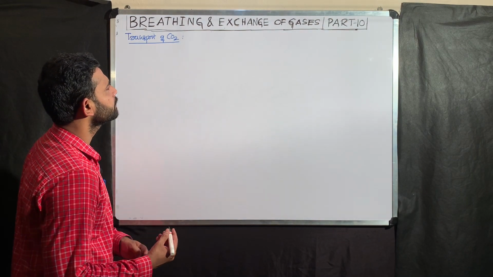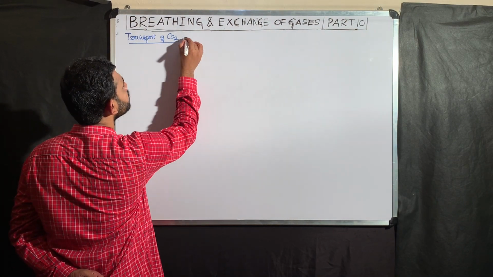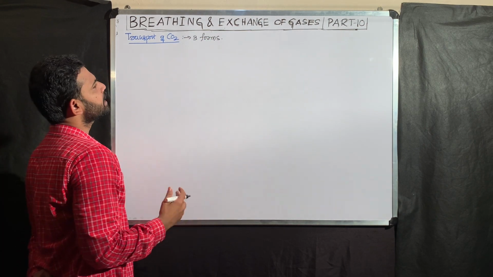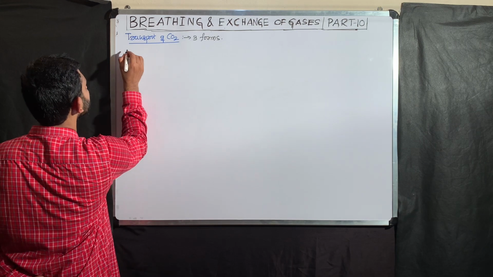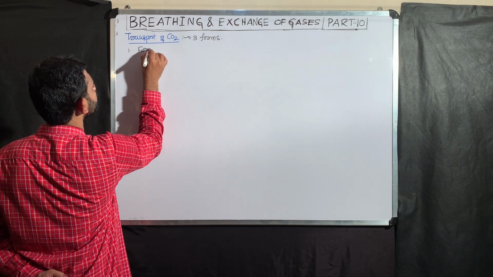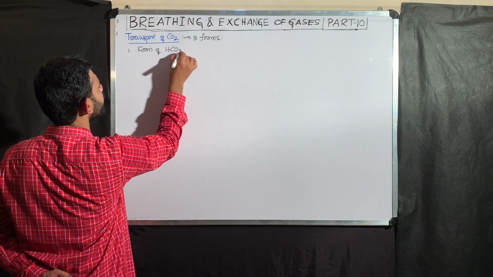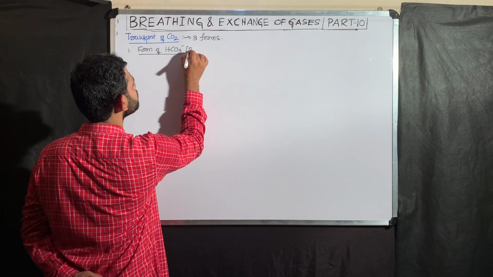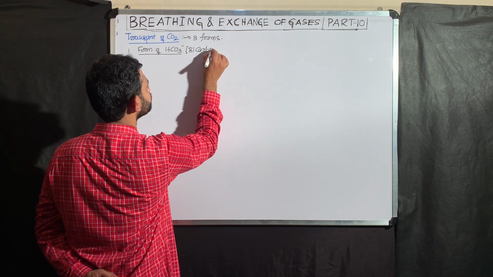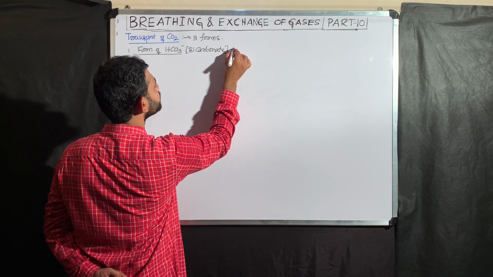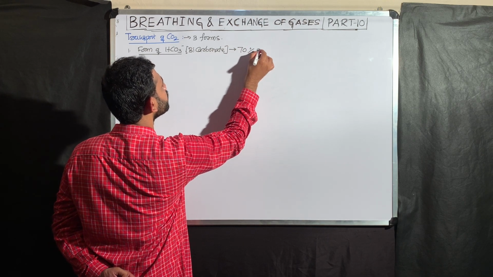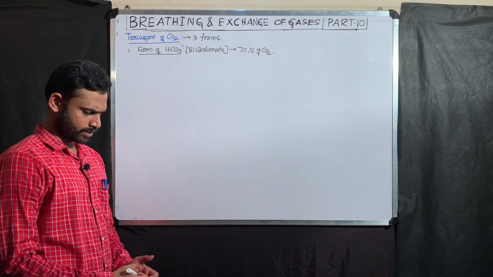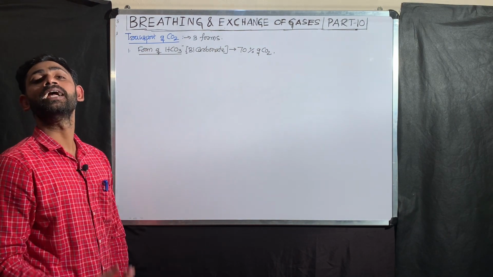Carbon dioxide in the blood is transported in three forms. Oxygen is transported in two forms, and carbon dioxide in three forms. The first one is in the form of bicarbonate ion, that is 70% of carbon dioxide. 70% of the carbon dioxide in our body is transported in the form of bicarbonate.